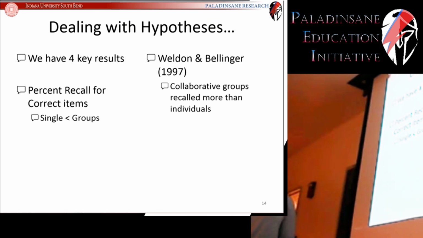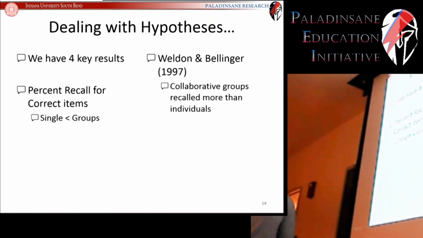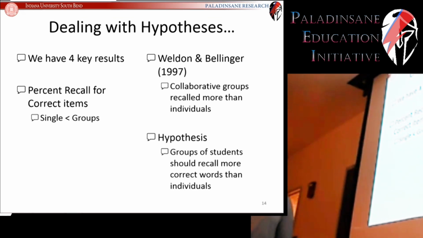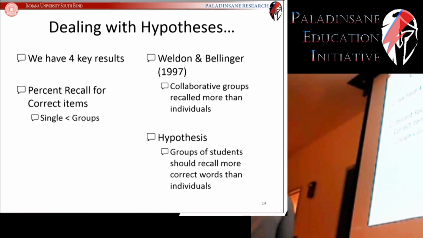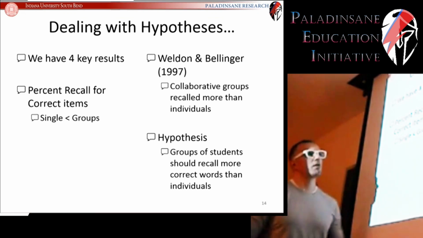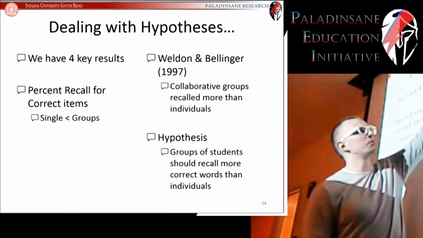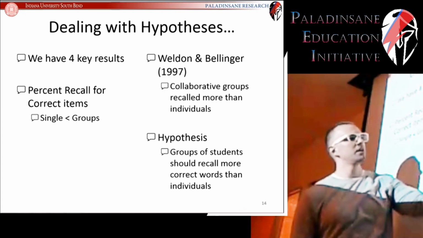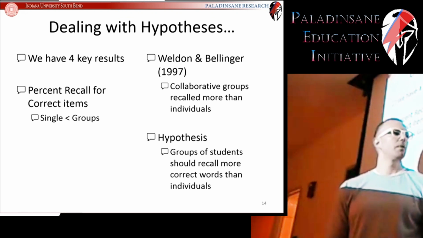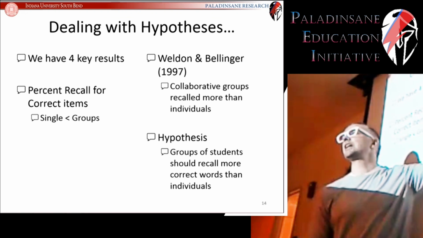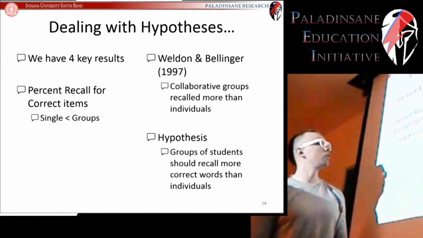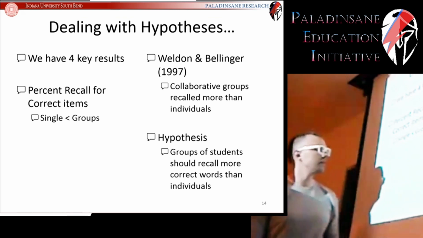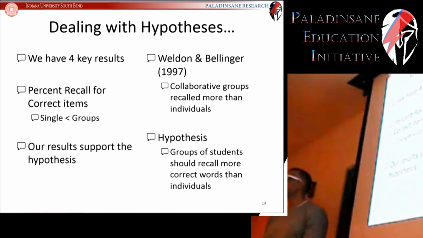So, collaborative groups recalled more than individuals, which means that groups of students, collaborative groups, should recall more correct words than individual students. So, if collaborative groups recalled more than individuals, and we did our experiment, then we should find that the groups of students recalled more correct words than individuals. This is the prediction from the hypothesis. And lo and behold, we found that groups recalled more than singles. That's what we predicted. Our results support this hypothesis.